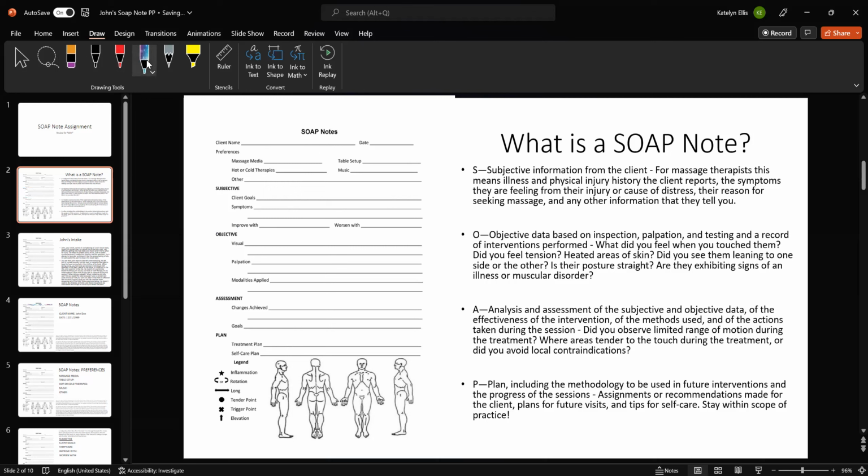The A in SOAP stands for analysis and assessment. And this is for both the subjective and objective data. Subjective, meaning how they feel. Objective, just an impartial observation from you, the practitioner. So this is an analysis of how effective your work was. Did your manual therapy work or not? Did all of the methods that you used work? Did only some of them work?